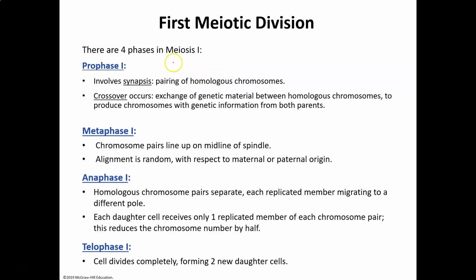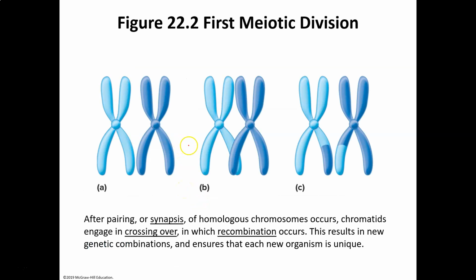So the first phases of meiosis are the same as mitosis: prophase, metaphase, anaphase, telophase. It's just that in meiosis it's all referred to as one. Prophase 1, metaphase 1, anaphase 1, telophase 1. You can read through what happens there. This is your book showing what happens.